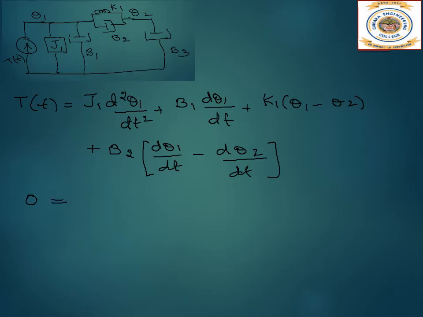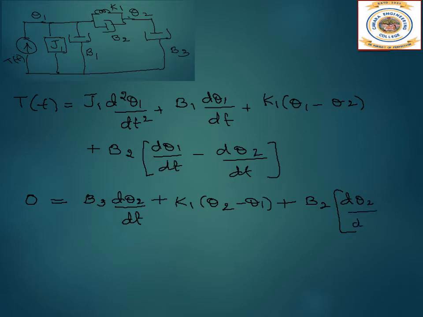So 0 is equal to B3 d theta 2 by dt plus K1 into theta 2 minus theta 1 plus B2, again it is between two nodes, so d theta 2 by dt minus d theta 1 by dt. So we have to find the transfer function here. So now we have to apply Laplace for both the above given expressions.